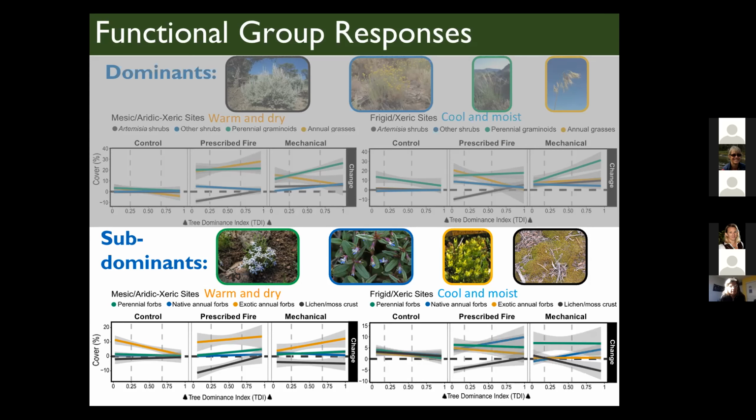Then at the cool and moist sites, we see, in contrast to the warm and dry sites, that those forbs are responding more strongly. You see a pretty good increase of both perennial and annual native forbs with prescribed fire. The perennial forbs responded well to the mechanical treatment as well. And then the exotic annual forbs, again, an increase with prescribed fire. It's less so in mechanical, so that's good news. And then biocrust, again, is negatively affected by these treatments, depending on TDI, but you'll notice that there are inverse relationships there, depending on the treatment type.